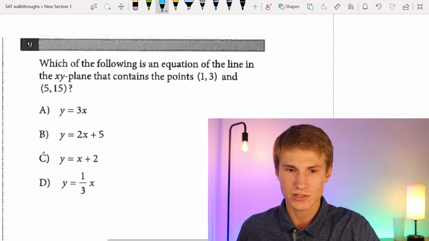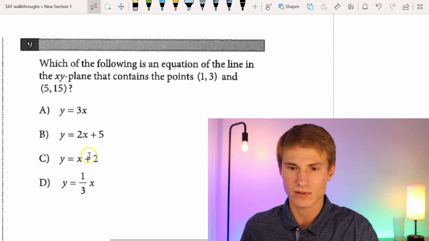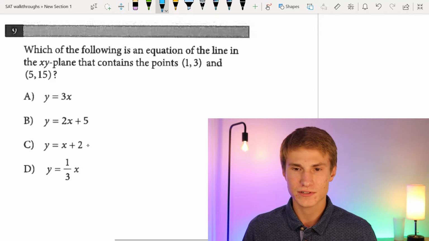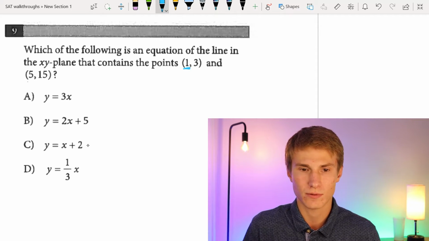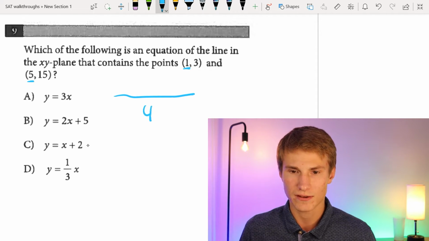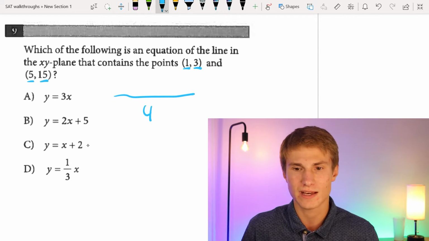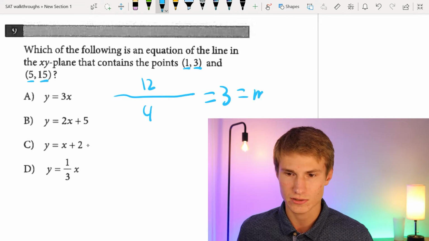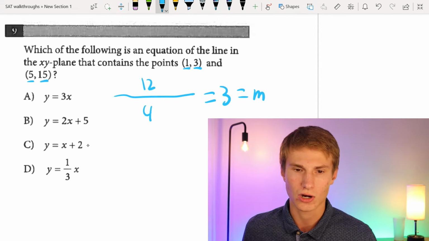Which of the following is an equation of the line in the xy plane that contains the points (1, 3) and (5, 15)? Okay, key thing I'm going to look at first off is finding my slope. So I see as I go from 1 to 5, my x is going to increase by 4. And as I go from 3 to 15, then my y is going to increase by 12. So that's my slope there, which I see will equal 3. So the 3 is going to equal my slope, which I'll call m.